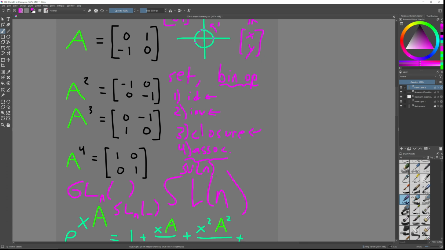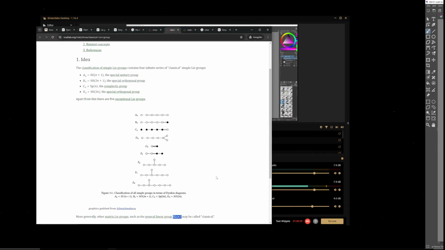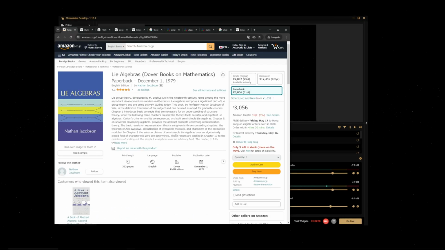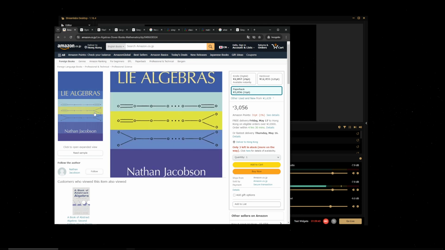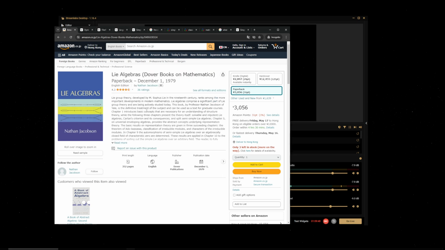I'm not an expert. But I am going to be working through this book, which I own. It's tough, but it will inspire me to make some content. I will try to make some content talking about Lie algebras. It's very deep, this study of Lie algebras. It's very deep, very important for physics, I'm sure.